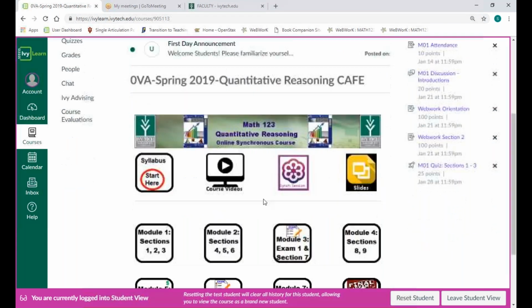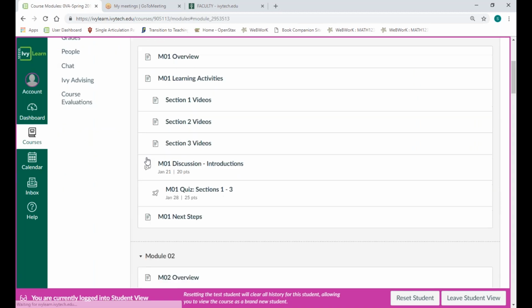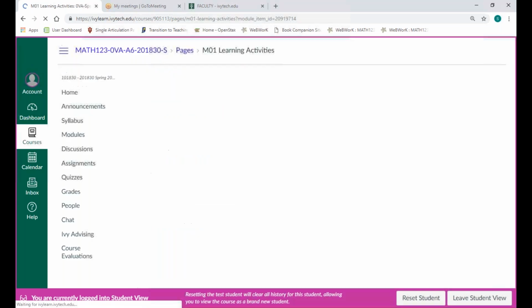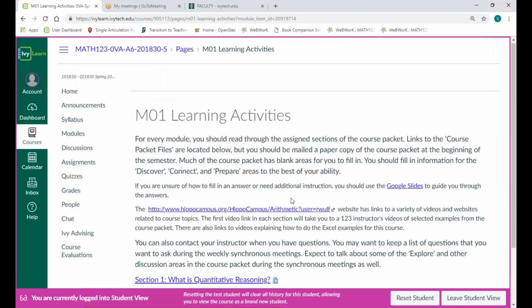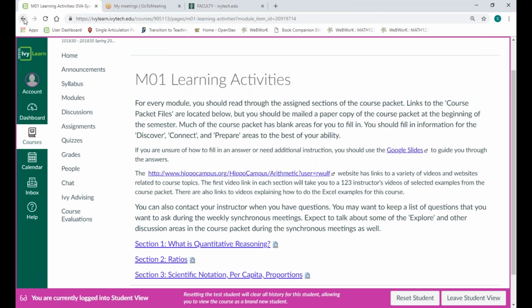All right, so this is, like I said, your landing page. You can click on some of these modules, and it's going to take you to the materials. Now, I'm logged in as a student, because if I logged in as myself, the whole thing would look a little bit different. But you can see everything is grouped according to modules. In each module, we have learning activities, which are the sections from the book, and we'll be talking about that. So here are the sections from the book.